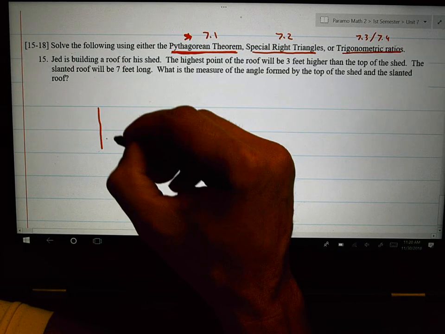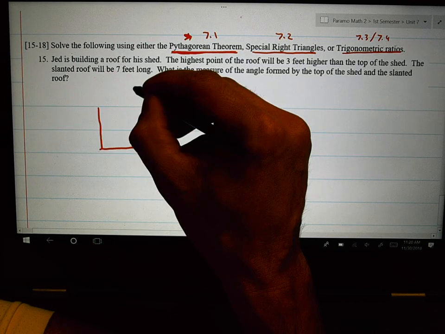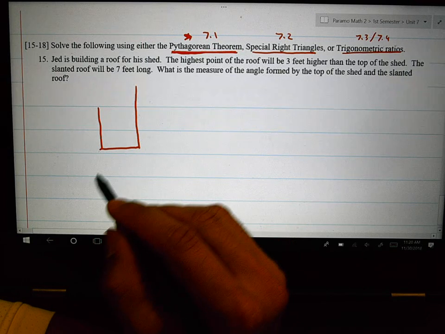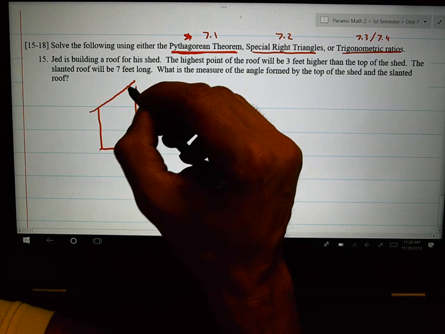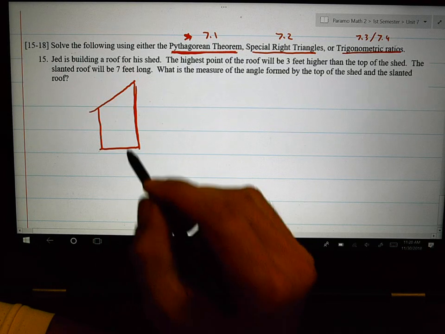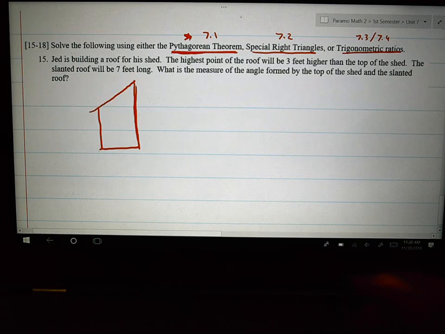This shed. I'm going to draw a shed that you may have seen. I'm not drawing a house shed. I'm drawing a lean-to shed. That means that it's like half of a roof. It's only one pitch.